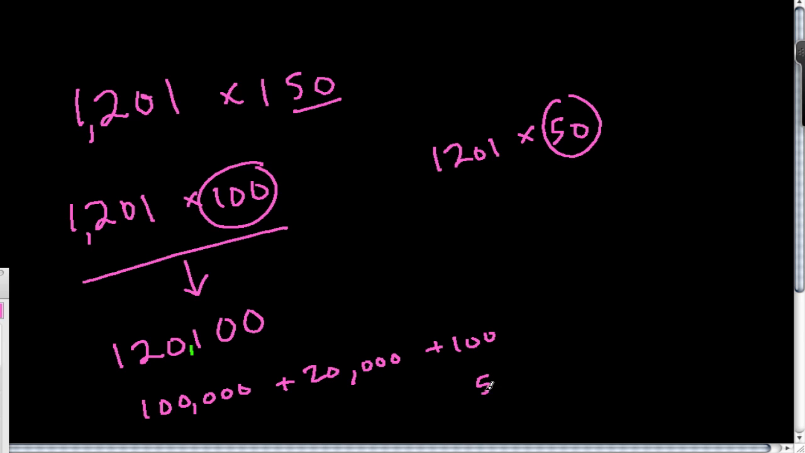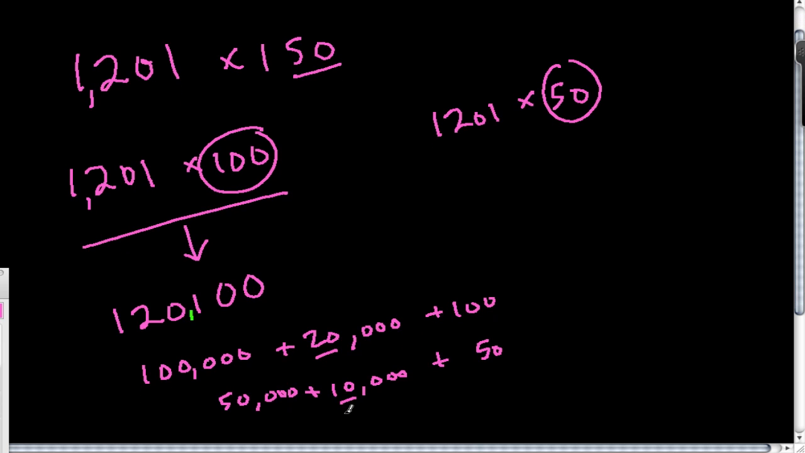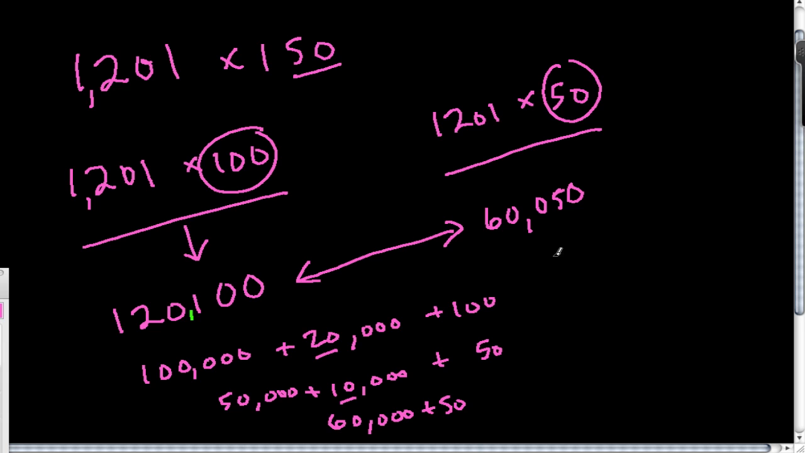Half of 100 is 50. Half of 20,000 is 10,000. Half of 100,000 is 50,000. So now, 50,000 plus 10,000 is 60,000. Plus 50, that gives us this number. So 60,050. And now we add these two numbers together.